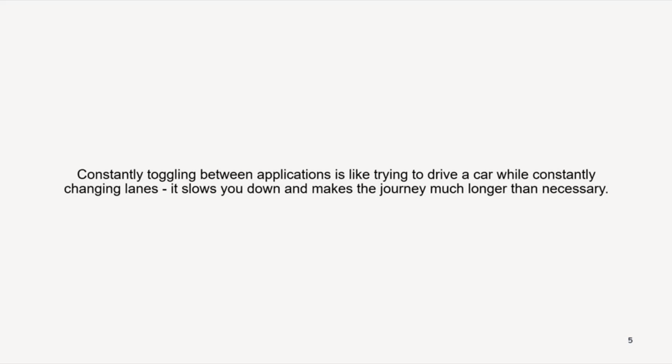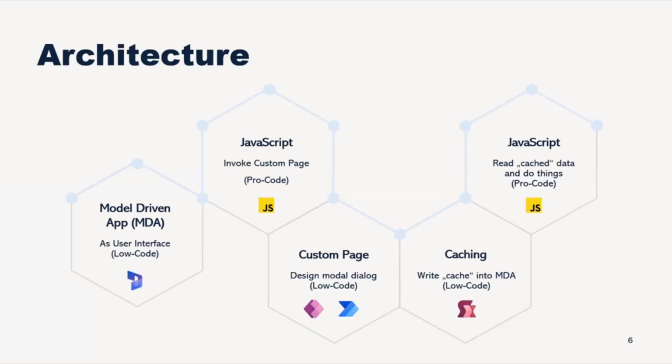This constant switching disrupts our workflow and results in us spending much more time and energy than necessary to complete our tasks. So let's shift gears and investigate the architecture behind my solution. Just as a well-designed highway system can streamline traffic flow and minimize delays, a carefully crafted architecture can optimize our workflow. In my case, it all begins with a model-driven app, serving as our user interface.